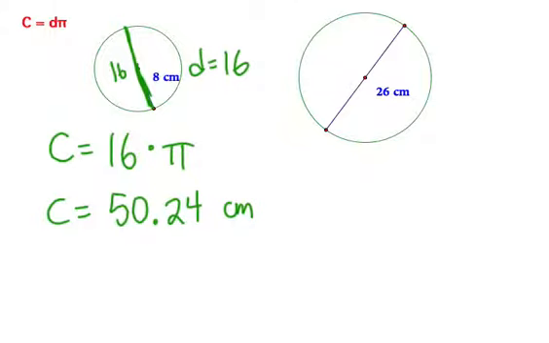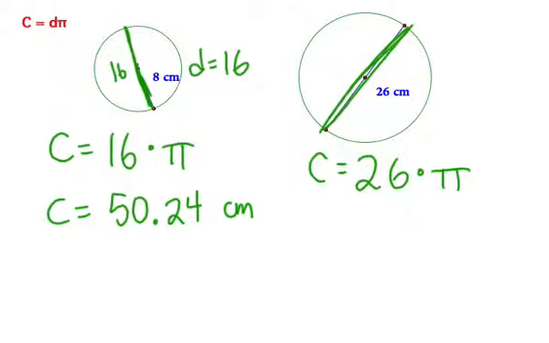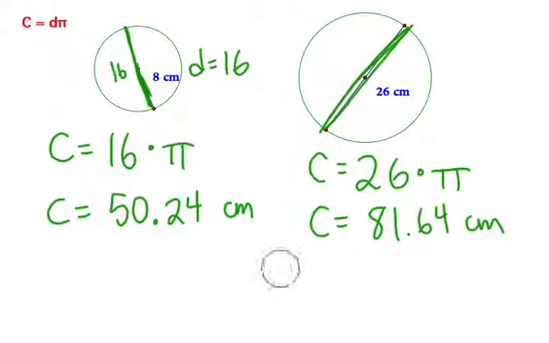Okay. The next one, this one, is a diameter. It's going all the way across, so I can go ahead and use 26. So it's going to be 26 times pi. So that means my circumference is 81.64 centimeters. Okay, so there we are finding circumference.